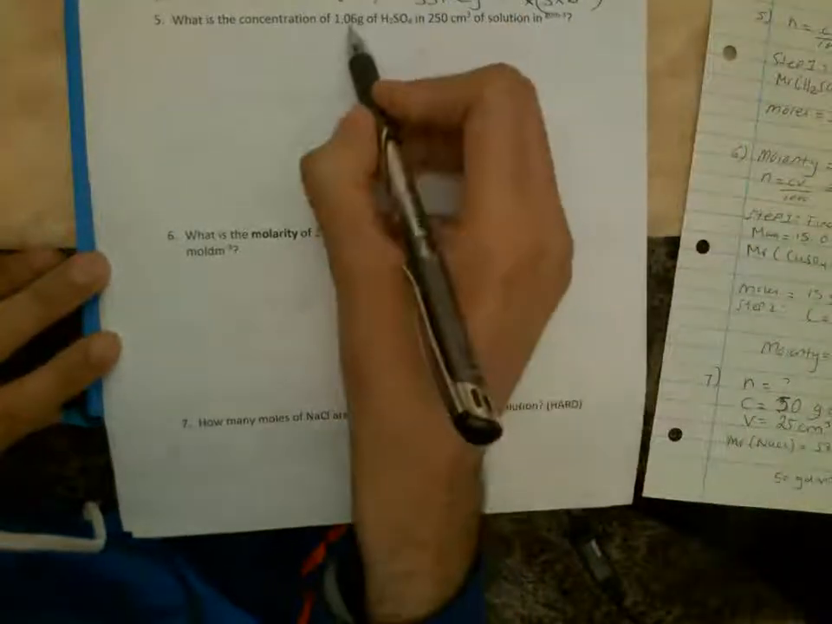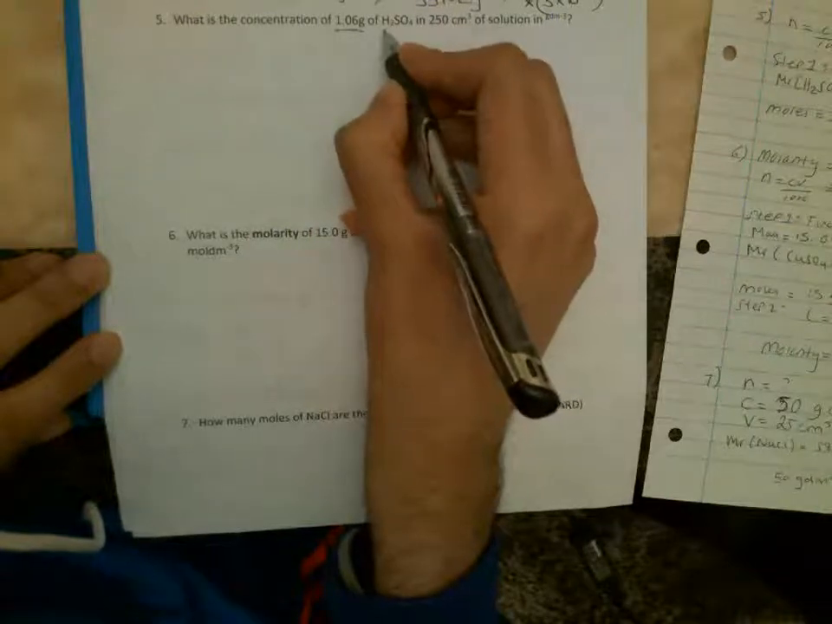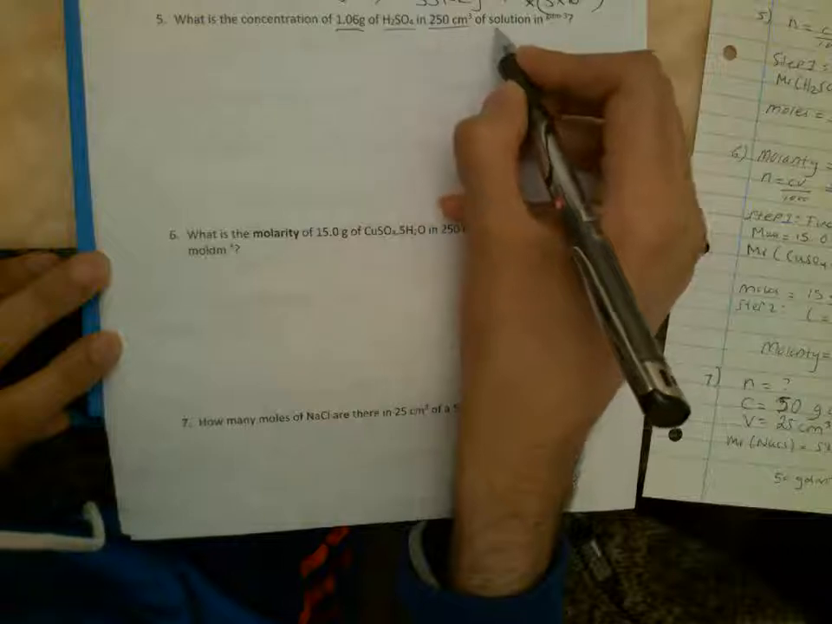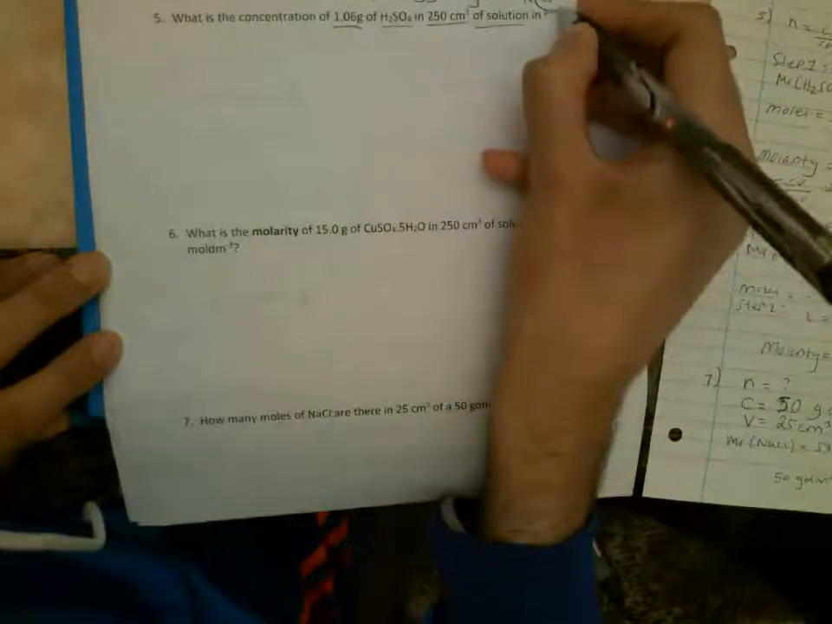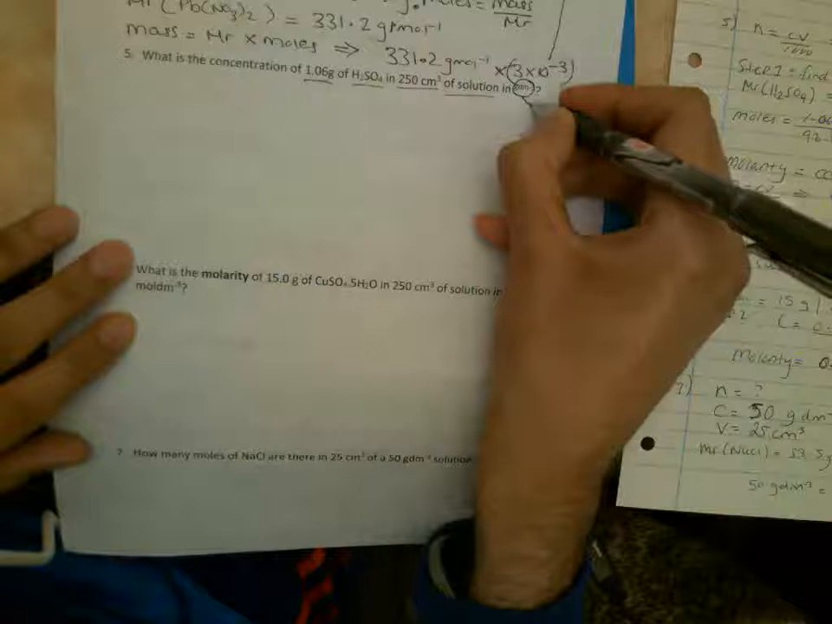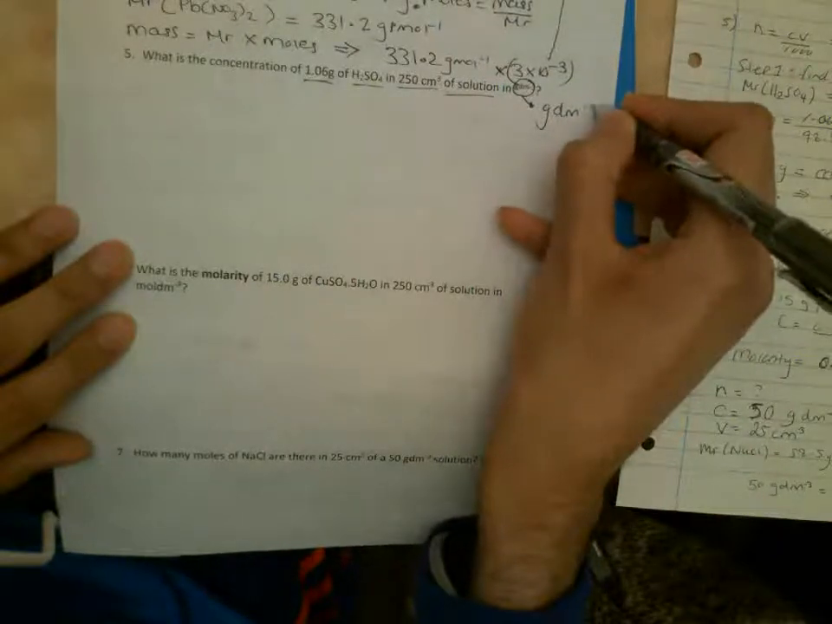Now, question 5. What is the concentration of 1.06 grams of sulfuric acid in 250 centimeters cubed of solution? Now, little error here, guys. I've given it a superscript, but I wanted the answer in grams per decimeter cubed.